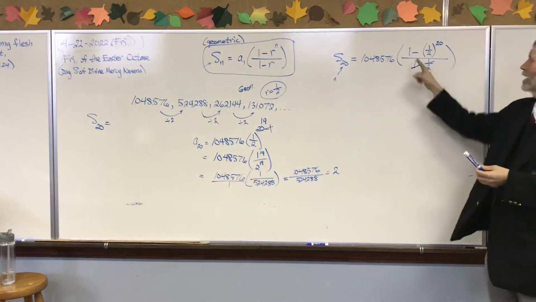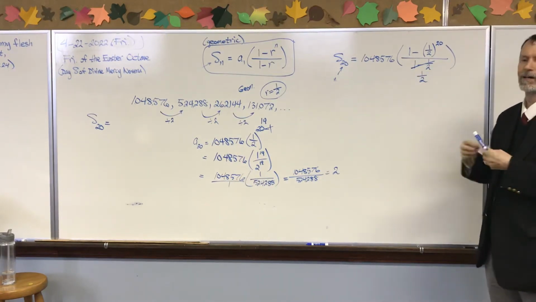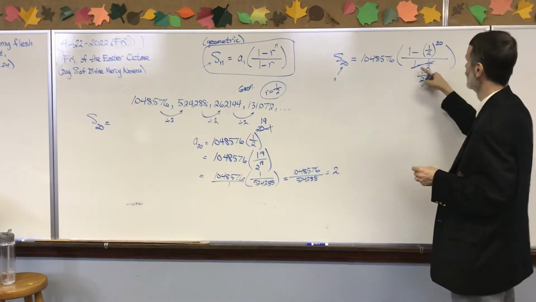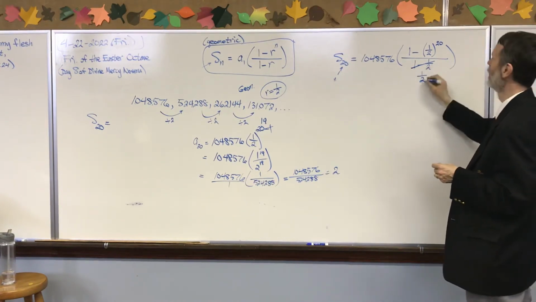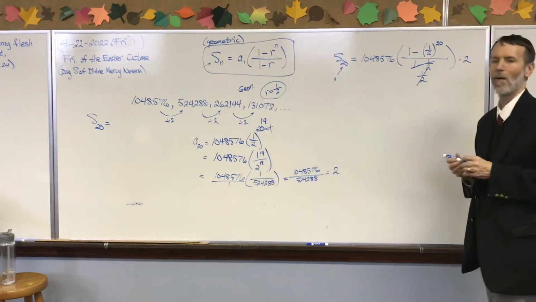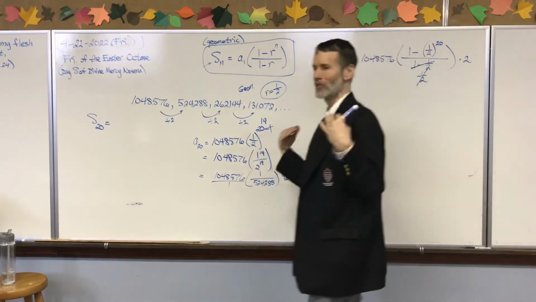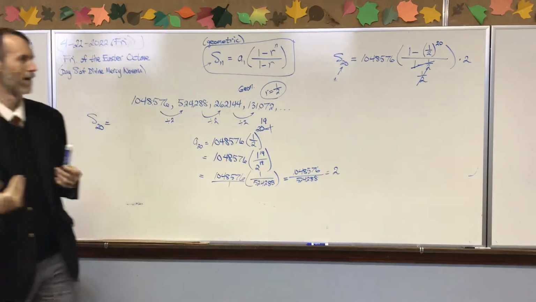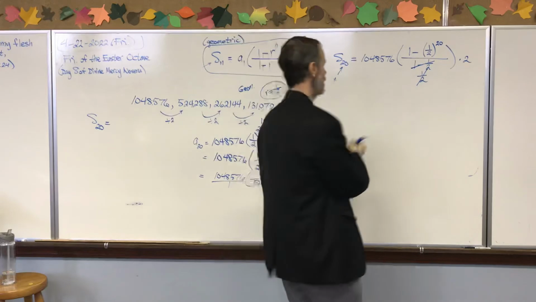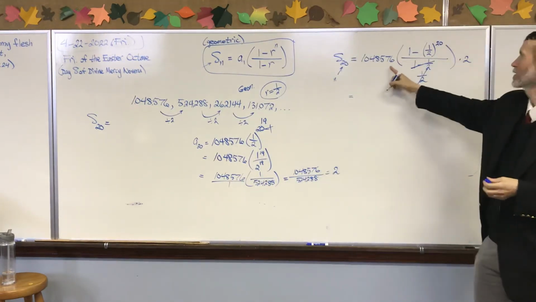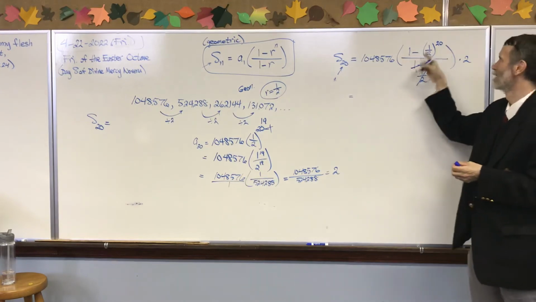So instead of dividing by 1/2, what are you multiplying by? 2. Here's what I want you to do. You see this dividing by 1/2? Get rid of it and multiply by 2. Figure it out. The problem has just gotten easier. Not easy, but easier. The top here is 1,048,576 times this.